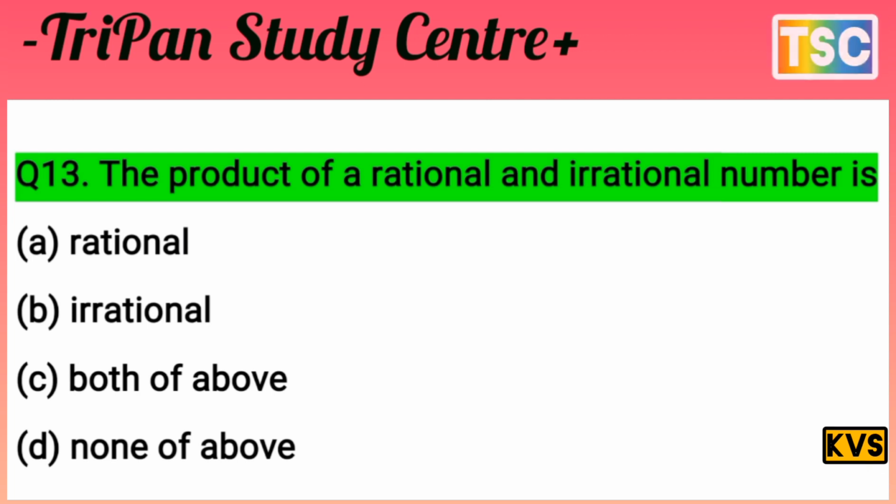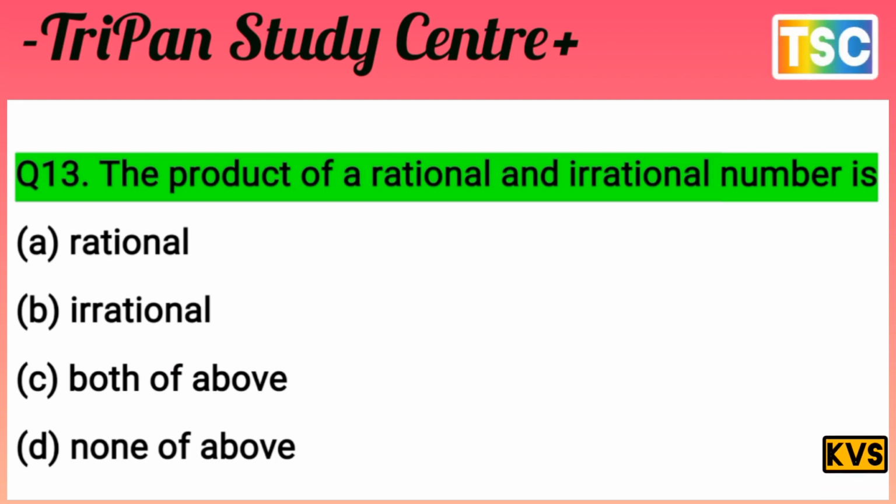The next question arrives here. The product of a rational and an irrational number is: A, a rational number, B, an irrational number, C, both of the above, and D, none of the above. That is an important question for the exam. First of all, check your knowledge. I give you a few seconds to think of your answer.